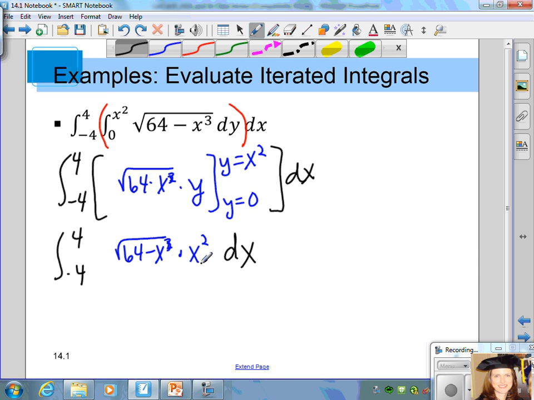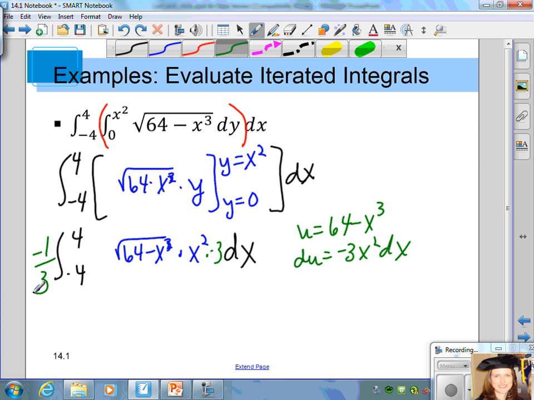Now this is a great integral for using u substitution. If you let u equal the quantity under the square root, 64 minus x cubed, then your du has to be -3x squared dx. We have the x squared, but we don't have the -3. So I can put a -3 here, as long as I take a -1/3 out in front. So I can rewrite this integral as -1/3 of the integral of the square root of u, which is u to the 1/2, and your x squared times -3 times dx is your du.